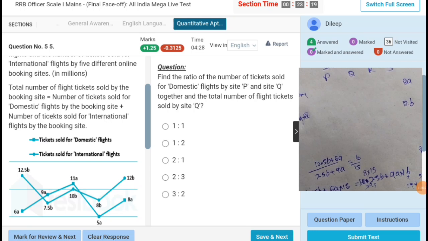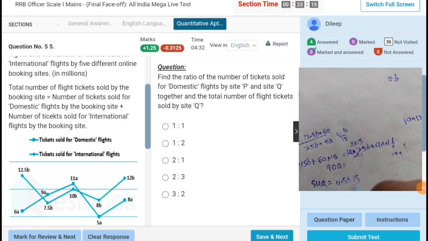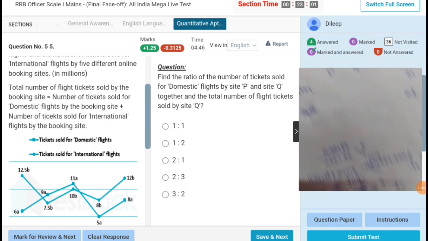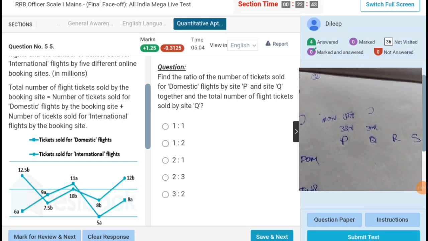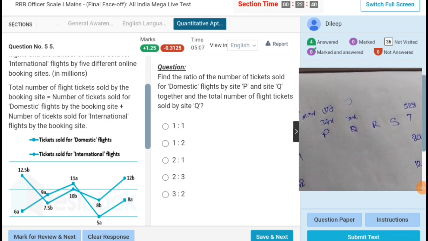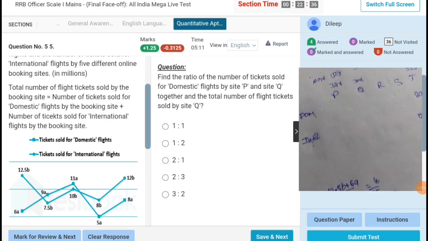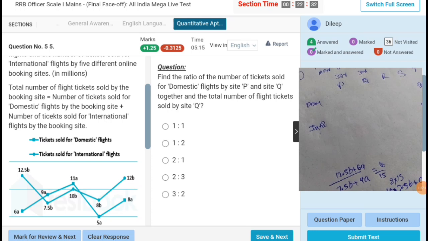5 into 15, and that is 4.5 into 15. 45 by 10, 6. Equal to 5 by 4, I think. Okay. A equal to 5 by 4 means, is 54. So 5 by 4 is A.